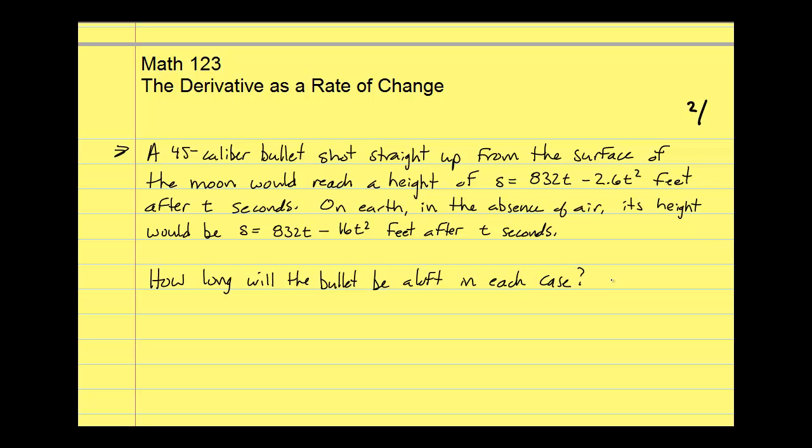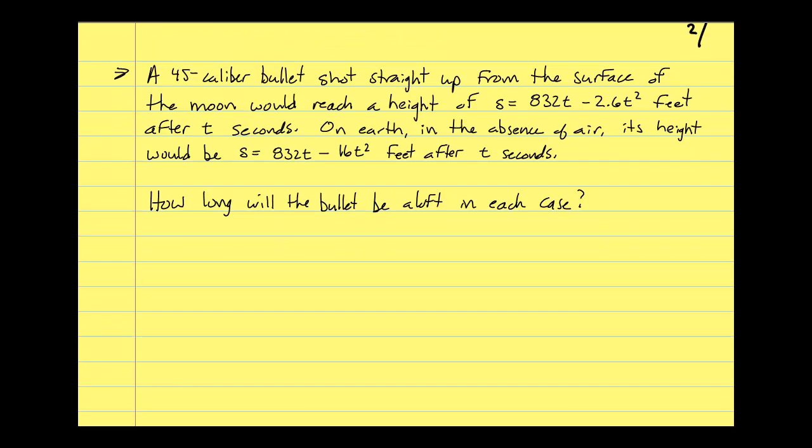Now this is kind of an interesting question, and we can also talk about what the shape of this particular trajectory is. If we think about this position function, this is a parabola, and I know it's a parabola because I have t squared here, and it's a parabola opening down because the coefficient is negative. This is true for both of these. So here's the surface of the moon or the Earth, either one, and it's shot up and it comes down. It's a parabola that opens down. This is at t equals 0, where it's shot up, and I want to figure out how long the bullet will be aloft in each case.